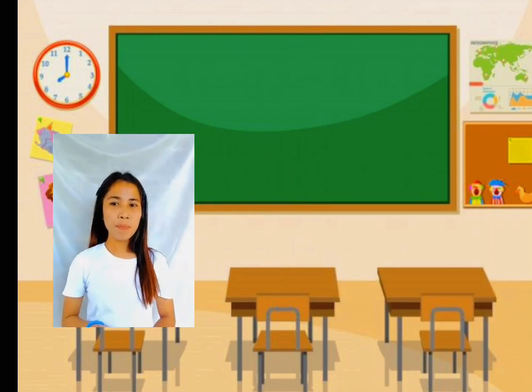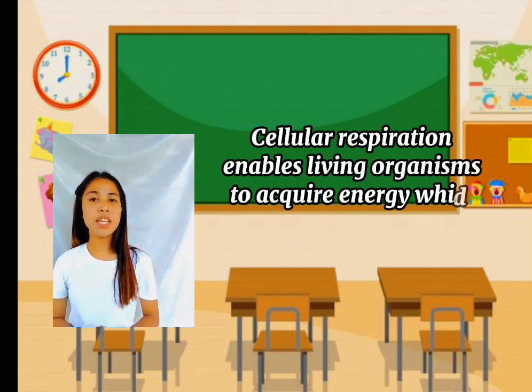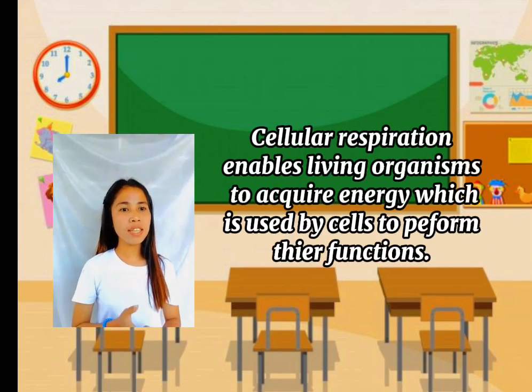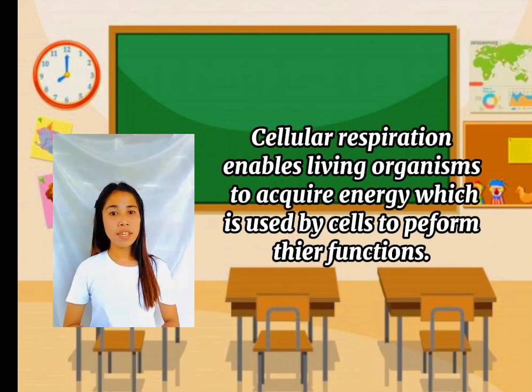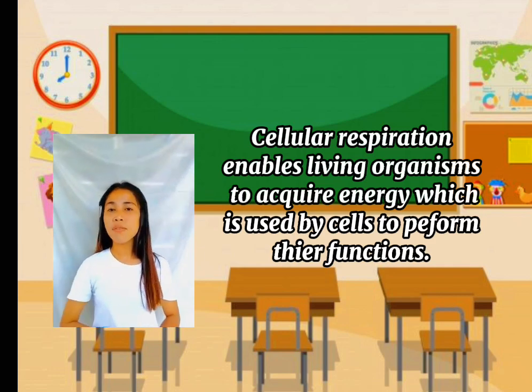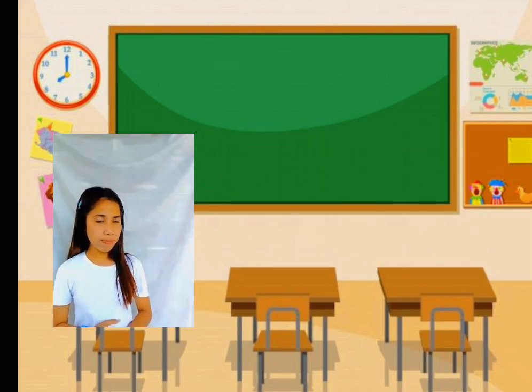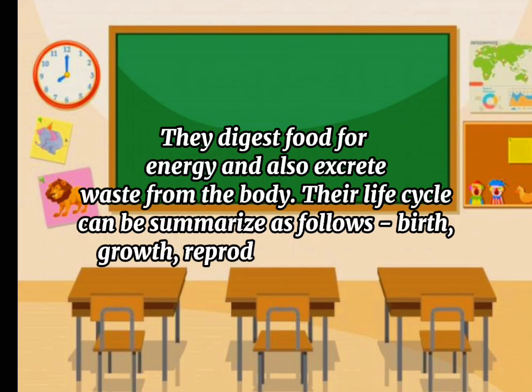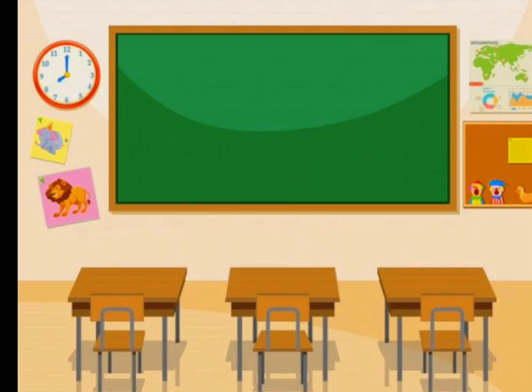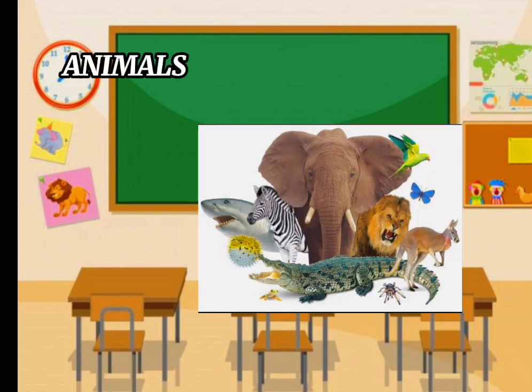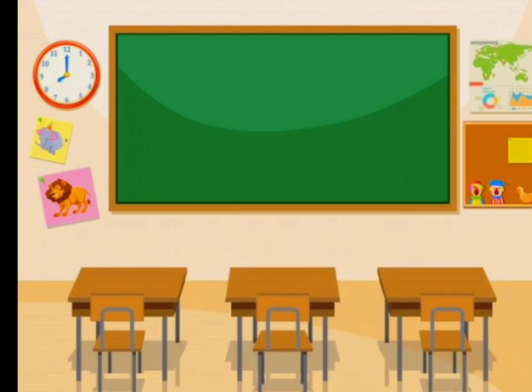Let's go on to cellular respiration. Cellular respiration enables living organisms to acquire energy, which is used by cells to perform their functions. They digest food for energy and also excrete waste from the body. Their life cycle can be summarized as follows: birth, growth, reproduction, and death. Examples of living things are animals, birds, insects, and human beings.